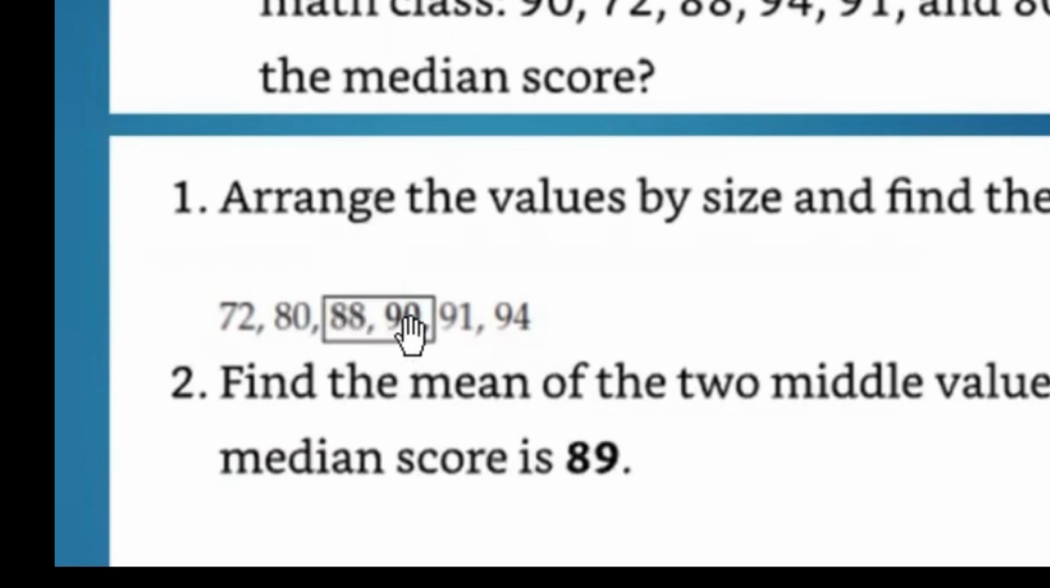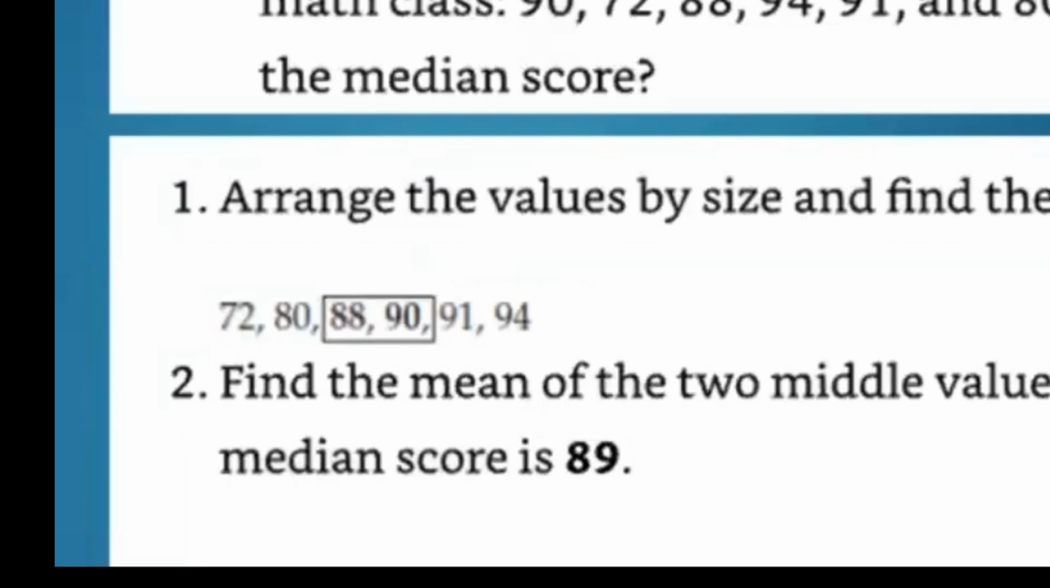and 90 on the number line, right? Like if you imagine a number line, you would see 88, 89 is right in the middle, and then 90, okay? And that's what that median score or the median value is for this particular example as well, is 89.